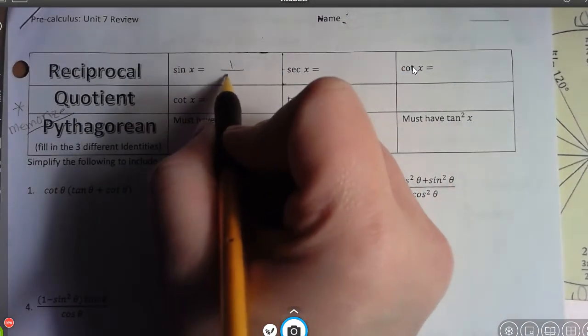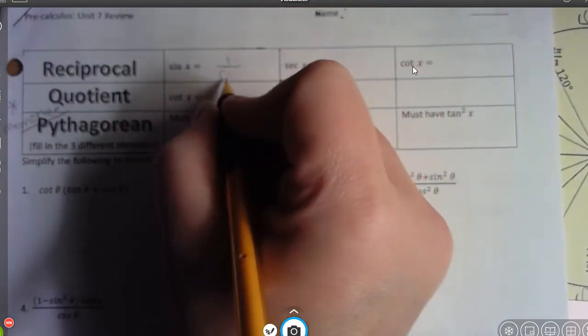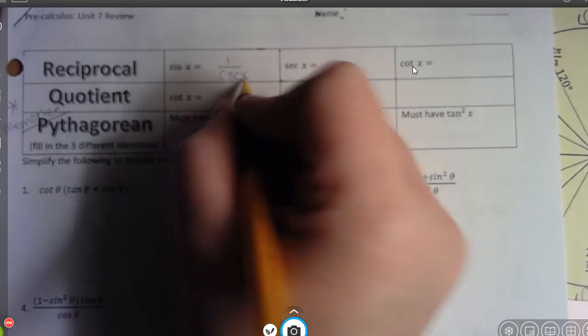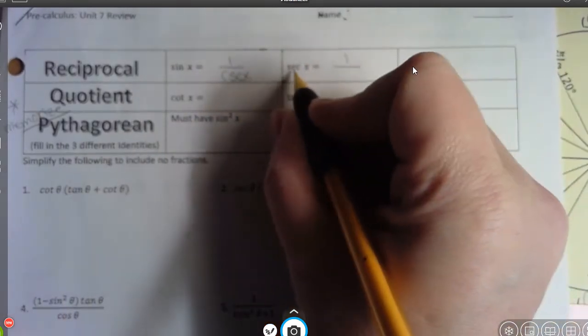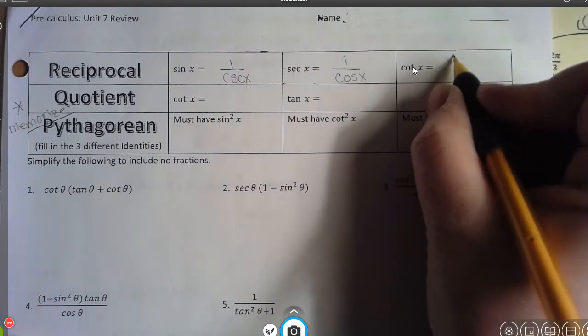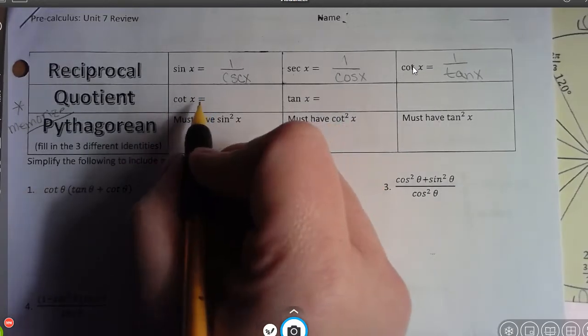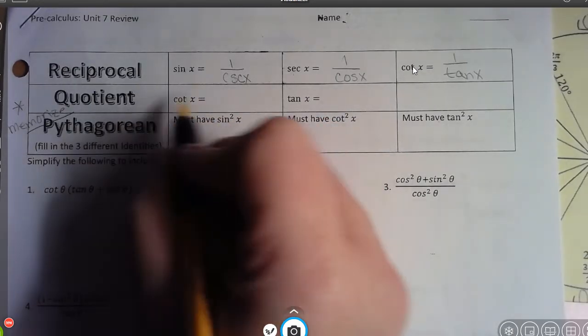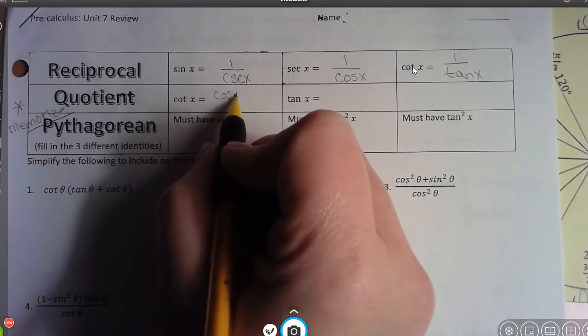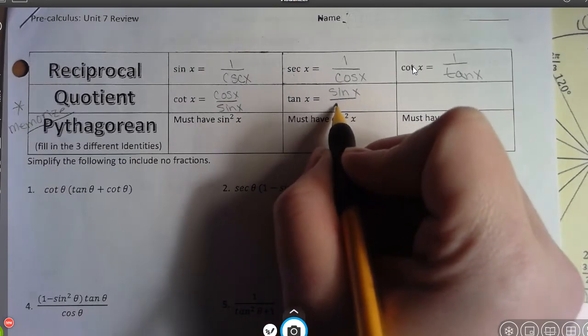So sine is 1 over cosecant, and I do this all the time. I want to spell it out. Cosecant x, and 1 over secant is going to be 1 over cosine of x, and cotangent is 1 over tangent of x. All right, this pauses a second, but that's okay. It'll catch up. Cotangent for the quotient is cosine x over sine x, and tangent is sine over cosine.